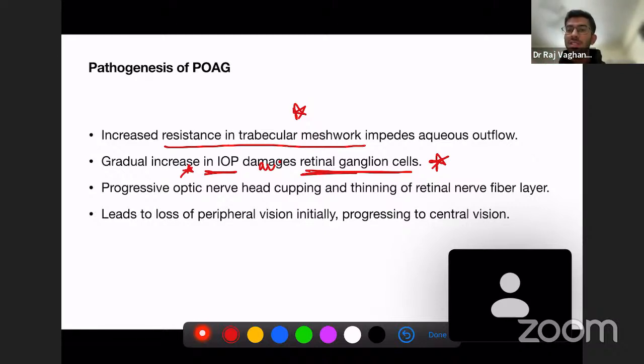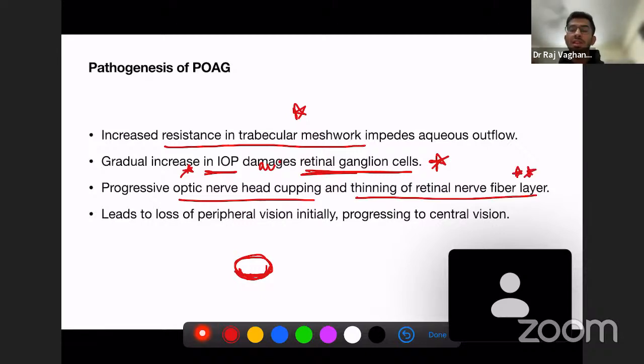Okay, so the optic nerve head results in the cupping. For example, this is the optic nerve head, and it results in the cupping of the optic nerve. It forms a cup-shaped head. That is known as cupping of the head and thinning of the retinal nerve fiber layer.